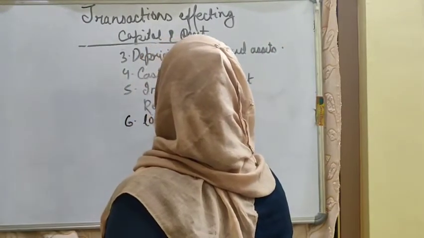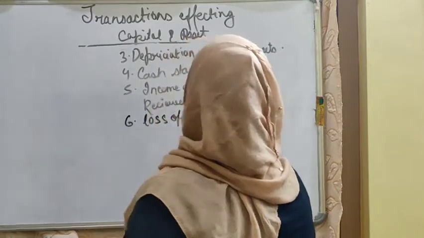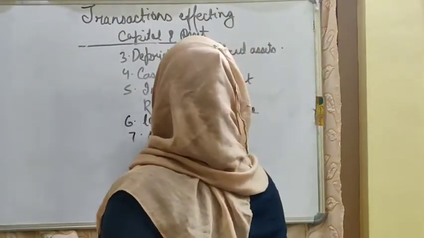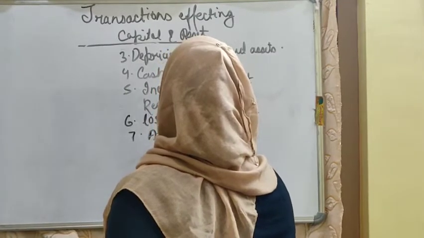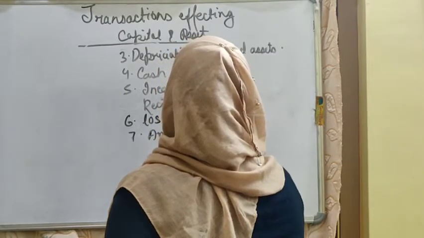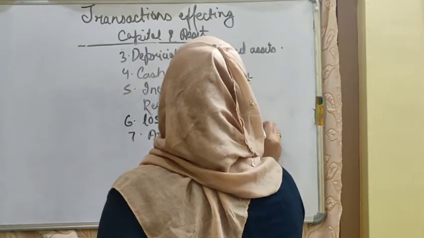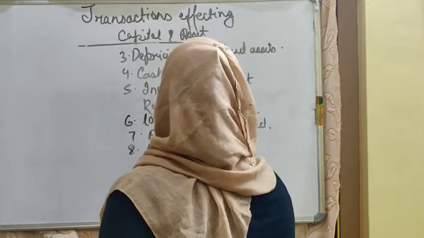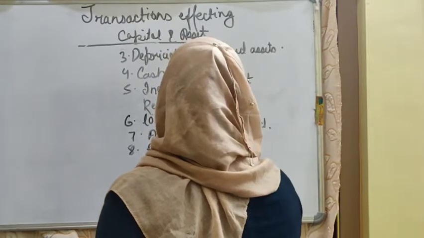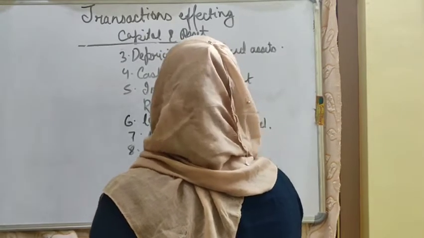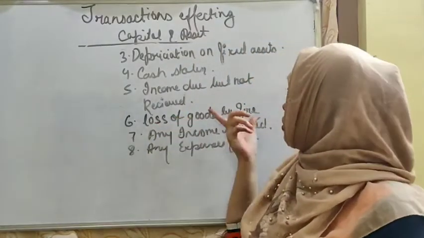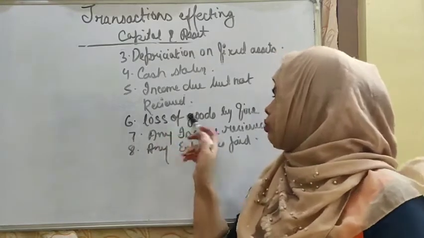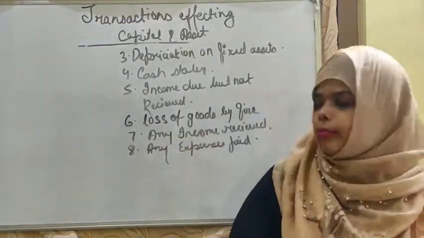Loss of goods by fire. Any income received. Any expenses paid. Now, loss of goods by fire, again it will come under capital, and since goods are involved, it will affect the asset part.